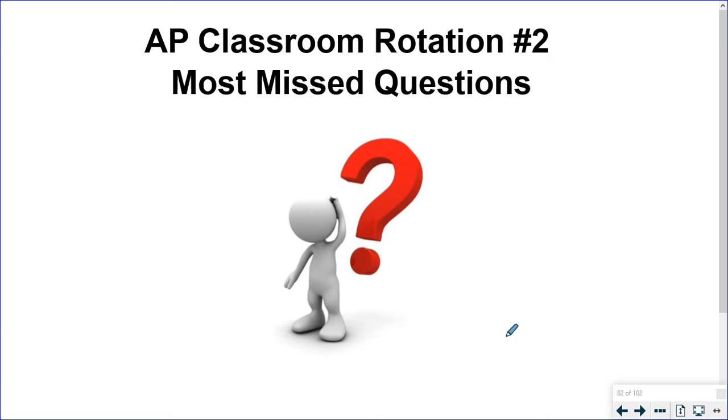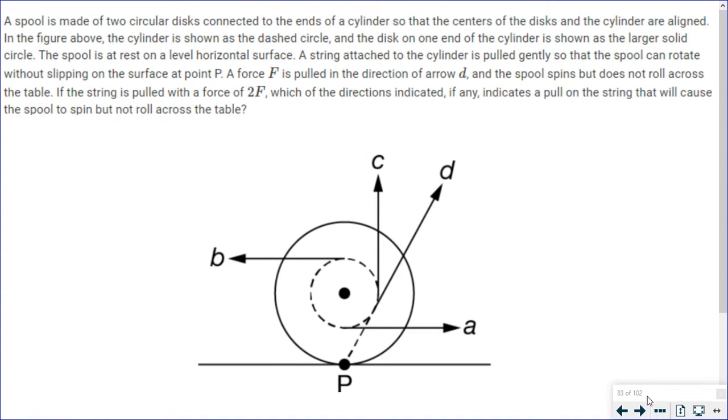All right, here's the last most missed questions presentation for rotation questions number 2 for your multiple choice. Here's your first one. It's kind of a tricky question to figure out how they're wording it, but you can think of this as a yo-yo sitting on the ground, and this would be the inner cylinder on the yo-yo.